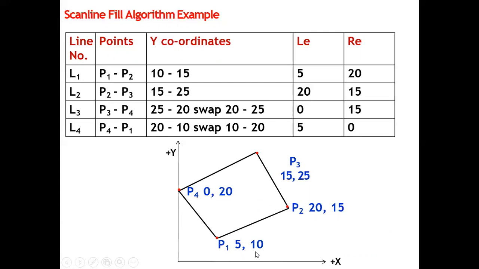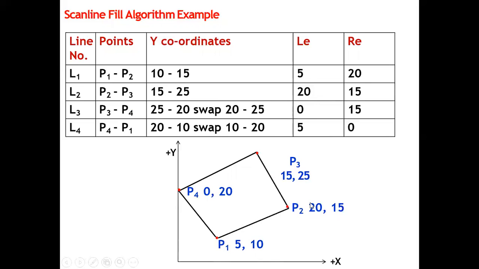What are the y coordinates of this line? It is 10 to 15. You can see it is going from y min to y max. Always remember that we fill the polygon from bottom to top and from left to right, so y min to y max, and I need not swap the values. I'll keep it as it is. What is the left edge at 10? It is 5. And the right edge is 20, so between 5 and 20. From 10 to 15, I have to fill the color of the polygon from 5 to 20.